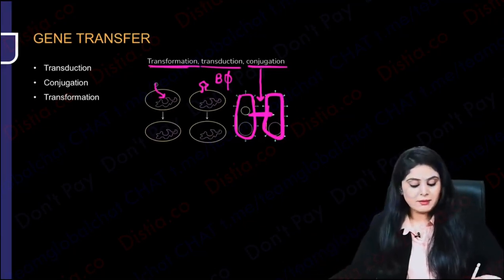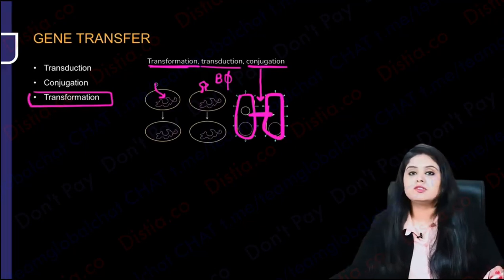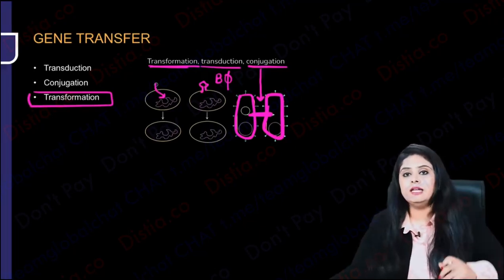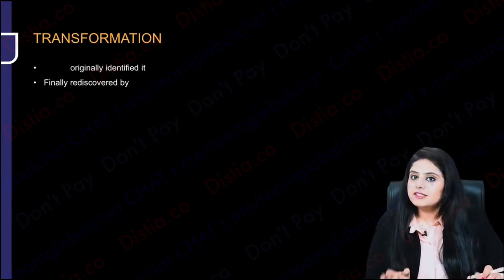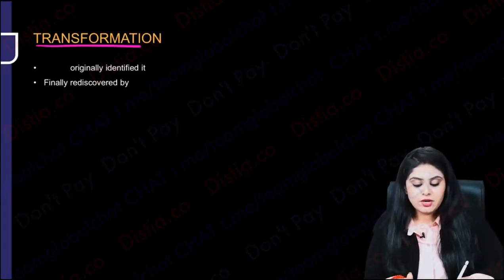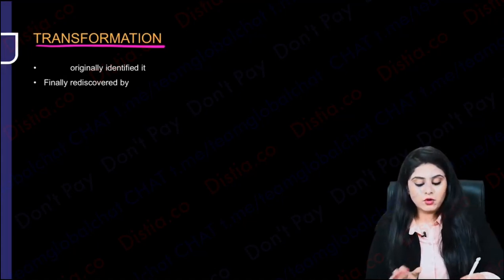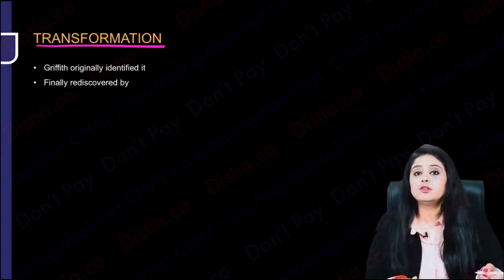Let's start one by one. I'm actually starting with transformation because this is the easiest. You're just going to pick up any DNA. So let's start with the very first genetic transfer, and that is going to be transformation. Something is going to transform, and the first scientist who gave you this was Griffith.